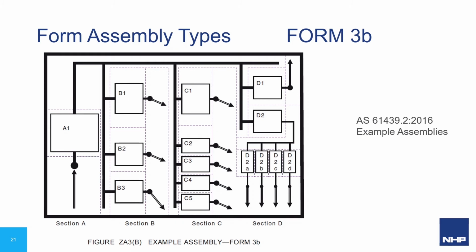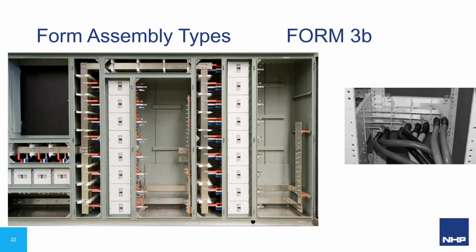To help visualize, the in-country notes for the AS version of 61439 also provide an alternate diagram of an example assembly. And here is another Form 3B construction with all the covers removed so we can clearly see the different sections and how they are separated. To the right, we can see another option for the terminals for our external conductors.